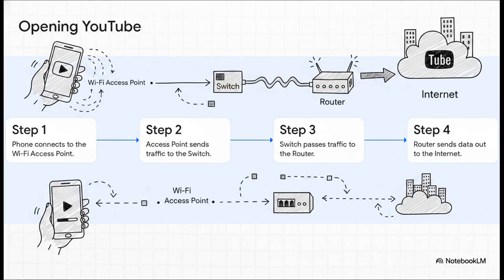And Step 4, the router acts as the traffic cop, safely directing your request out of your building, onto the internet highway, all the way to YouTube servers. And then, YouTube sends the video data back following the exact same path in reverse, down from the internet, to the router, over to the switch, up to the access point, and finally through the air right to your screen. It feels like magic, right? Except, actually, scratch that, it's just brilliant infrastructure.